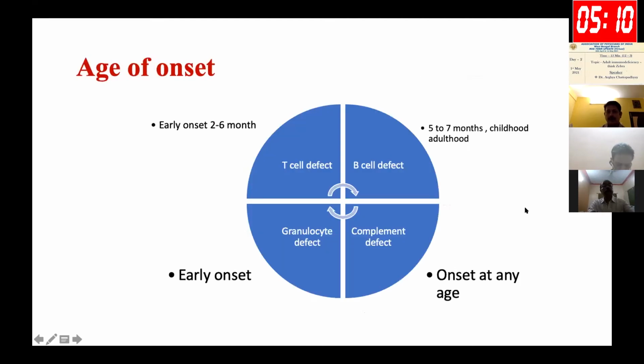Regarding age of onset, as I discussed previously, it can be due to T cell, B cell, complement, or granulocyte defects. T cell defects primarily present at a very early age, but the rest can present in adults. B cell defects can present in adulthood. Complement defects can present at any age. Granulocytic defects can present at any age.